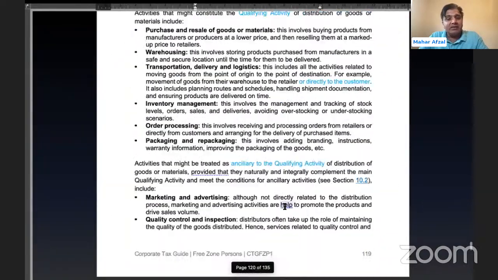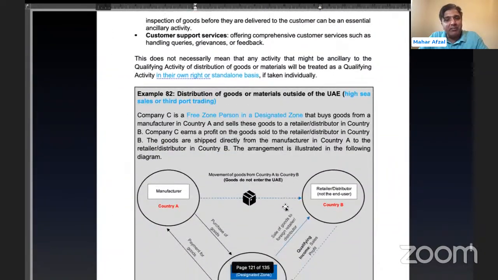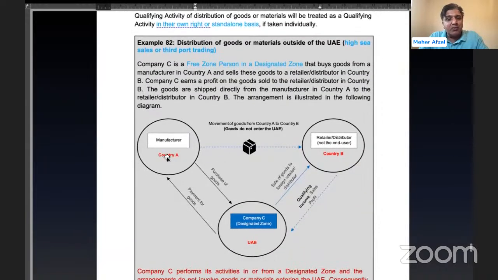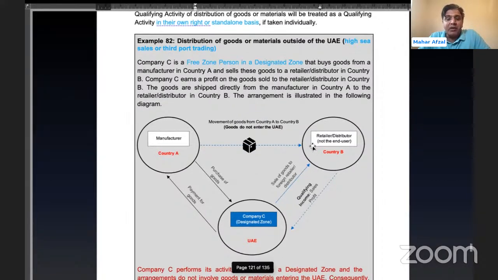They have copied the example, by the way, from the public consultation paper. Goods are moving, manufactured in country A, to country B. Goods are moving from one country to another country. This company is in the designated zone, which is very important. You should be in the designated zone. If you are sitting out of the designated zone, then you will not be able to enjoy the 0% qualifying income relief on the distribution business. You must be in the designated zone, and you need to maintain adequate substance and all other conditions of being a qualifying free zone person. Then it will be qualifying income.